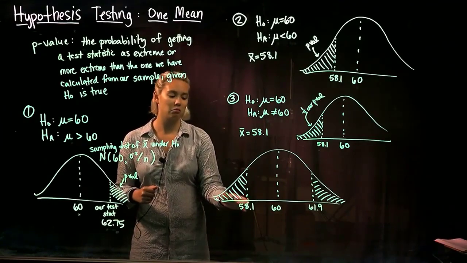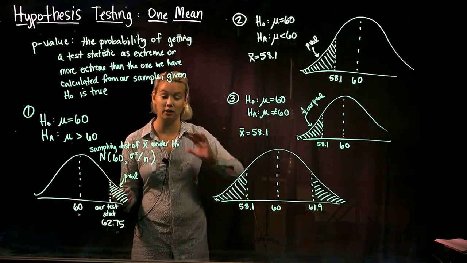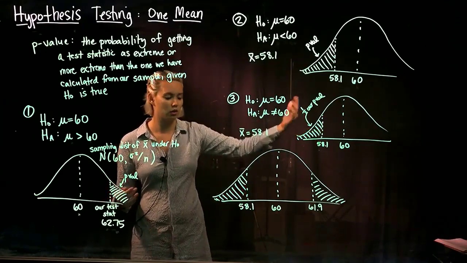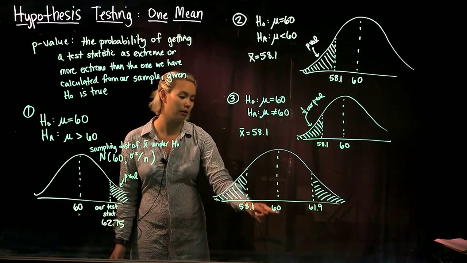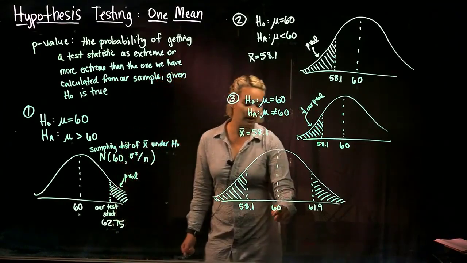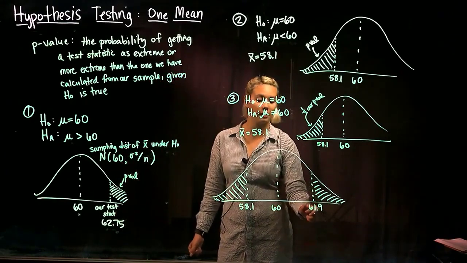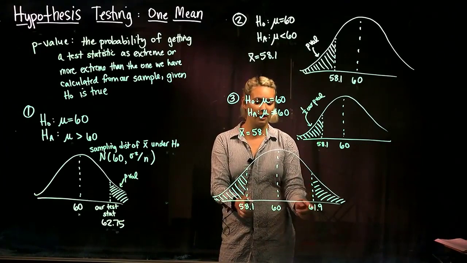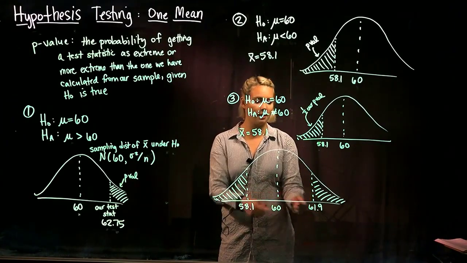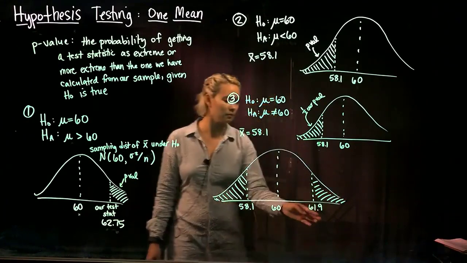But this 58.1, our sample mean, could have just as easily been extreme in the other direction. So since 58.1 is 1.9 away from the mean, let's go 1.9 above the mean as well. So we draw in 61.9. Now we have 58.1 and 61.9. These two are equidistant from 60, and so we can shade in that upper area there.